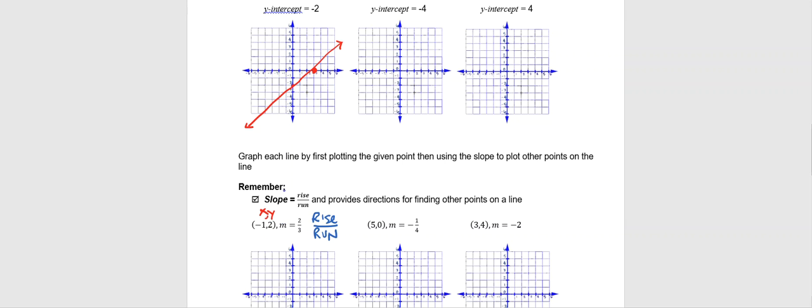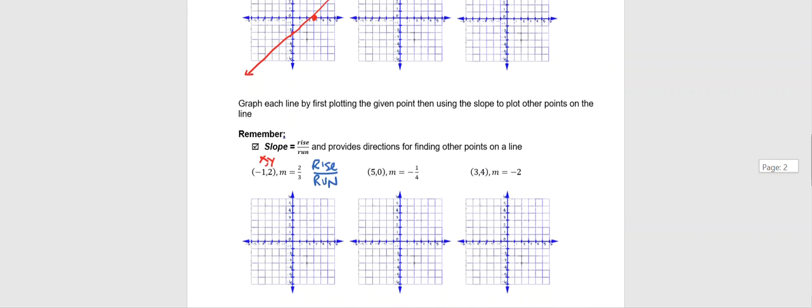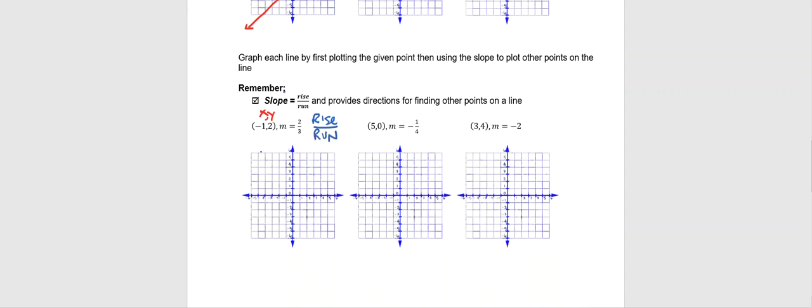So I can start by plotting the known point. In this case, my known point is -1, 2. So I start at the origin. -1 means to go along the x-axis 1 to the left. And +2 means to then follow by going up 2 and plotting that point. So that is the point that we're going to plot right there, -1, 2.